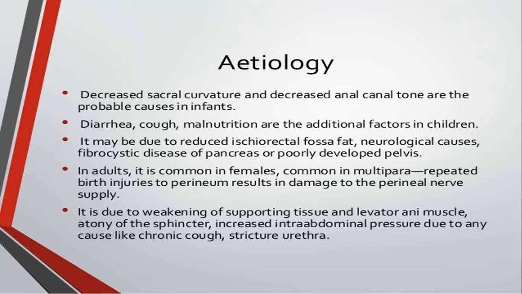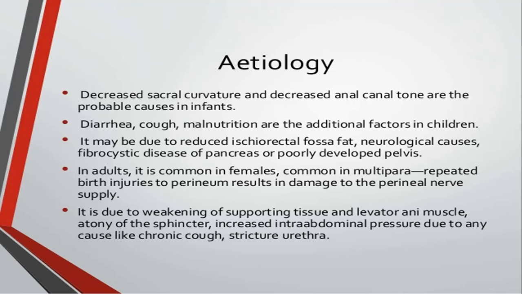Malnutrition. Malnutrition involves a lack of proteins and fats. You know about the fat, you know about the proteins. These are the factors maintaining the tone of the whole body. If you are decreasing the nutrition, you are basically decreasing the tone of the body. So malnutrition is an additional factor. But the main causes in infants are decreased sacral curvature and decreased anal canal tone. So these are the two main factors.